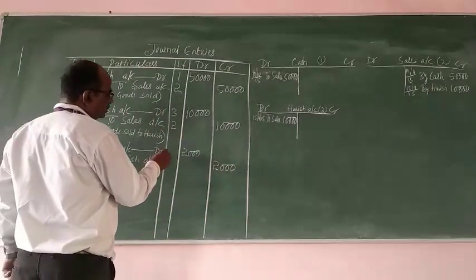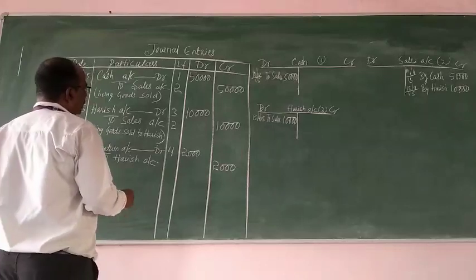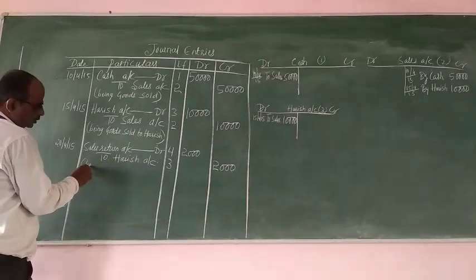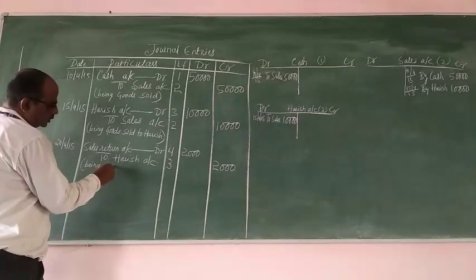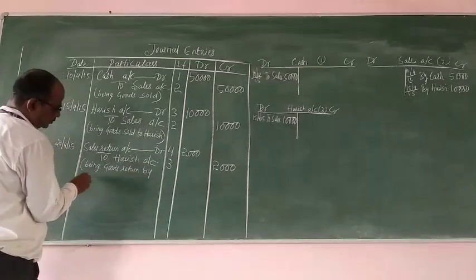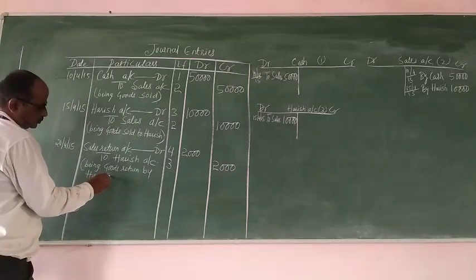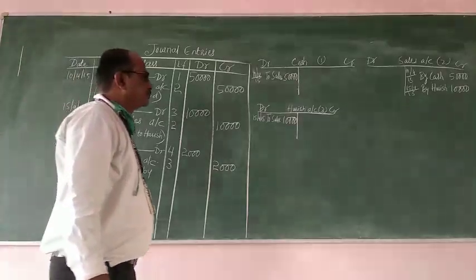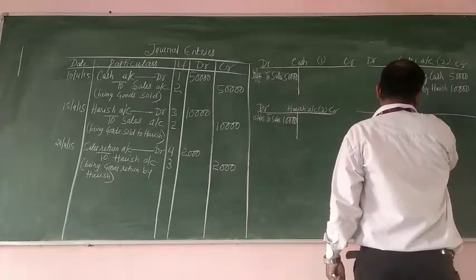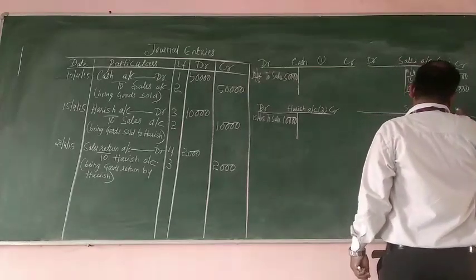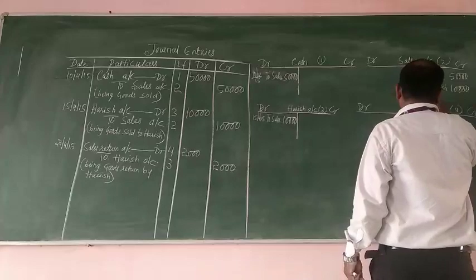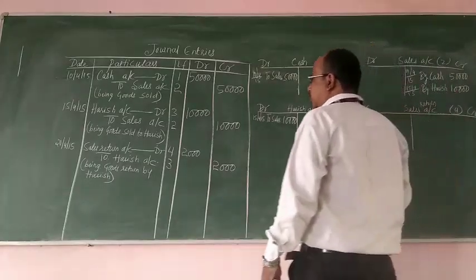Sales return account is not there. You are supposed to open that account. Harish account already exists, page number 3. Being goods returned by Harish. So here, page number 4 is allocated to sales return account. So sales return account is debited.